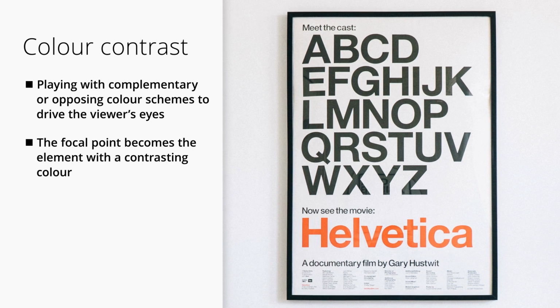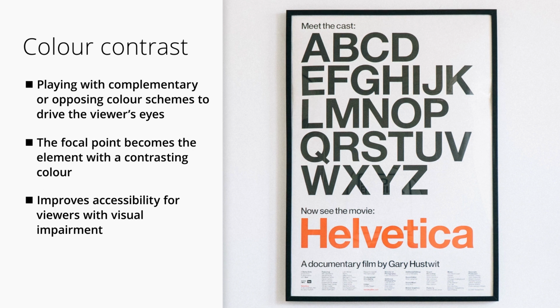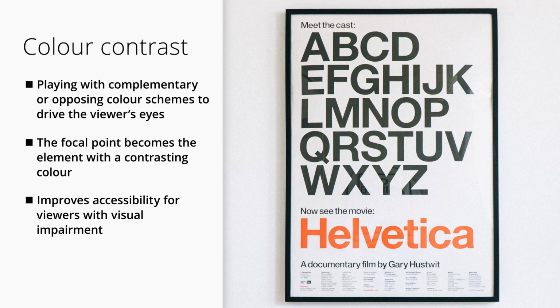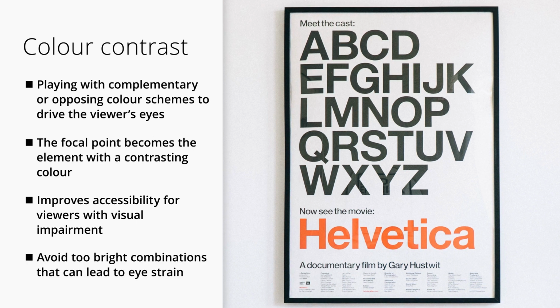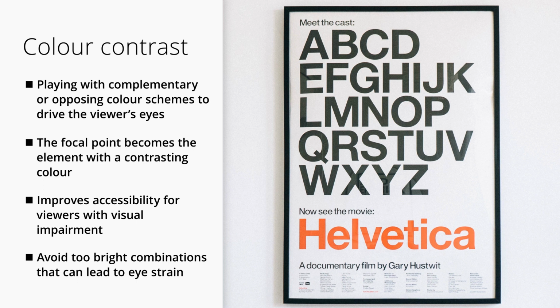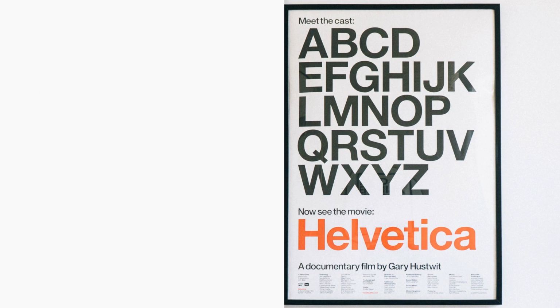Color contrast also serves a functional purpose by improving accessibility for viewers with visual impairment. Use complementary colors to create contrast, but avoid too bright combinations that can produce strain on the eyes. By following these rules, you can create compositions that are aesthetically pleasing and communicate your message effectively.